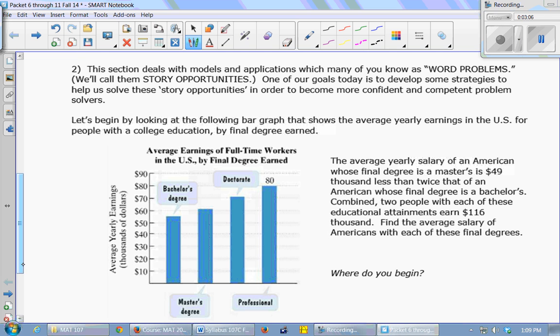So this section deals with models and applications. Many of you know these things as word problems, but we like to call them story opportunities. Put a little positive spin on it. So one of our goals today is to develop some strategies to help us solve these story opportunities in order to become more confident and competent problem solvers.